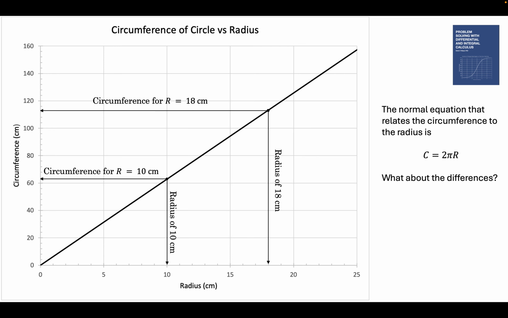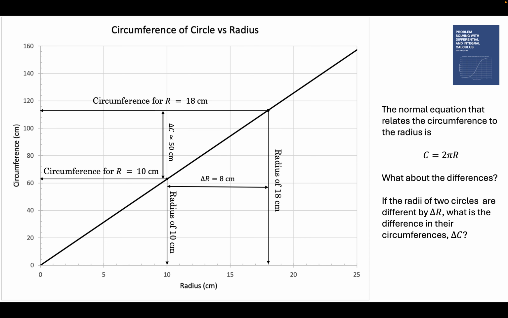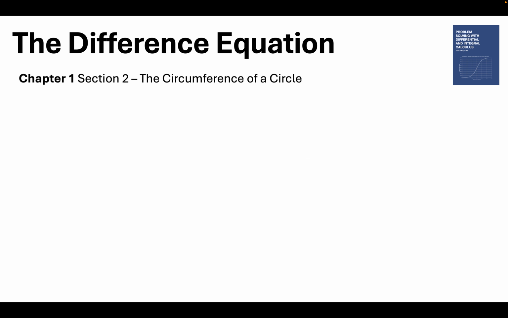So now we're going to switch gears and focus on differences. The difference in the radii from 10 to 18 is 8 centimeters. The difference in the circumference from 63 to 113 is about 50 centimeters. So the question is, if the radii of two circles are different by delta r, what is the difference in their circumferences, delta c? What's the relationship? What's the difference equation?